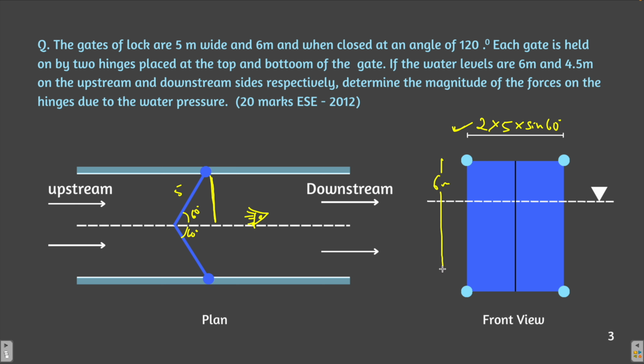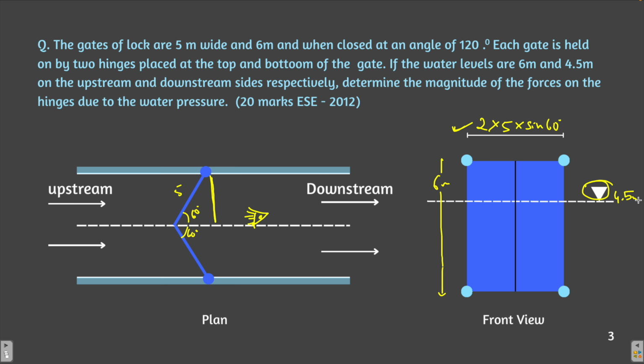Since you are looking at the gate from the downstream side, you also have the water table with the height of water stream, which is at 4.5 meter. So this is the front view of the gate.